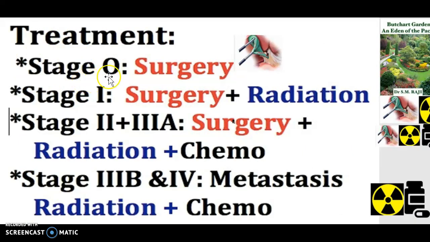Treatment. If it's stage 0, surgery. Stage 1, surgery and radiation. Stage 2 and 3A, surgery, chemo, and radiation. And stage 3B and 4, which means metastasis, radiation and chemo.